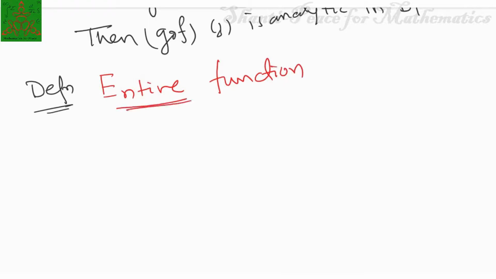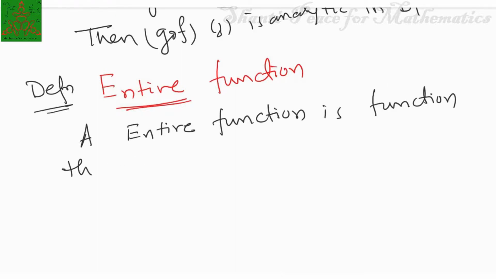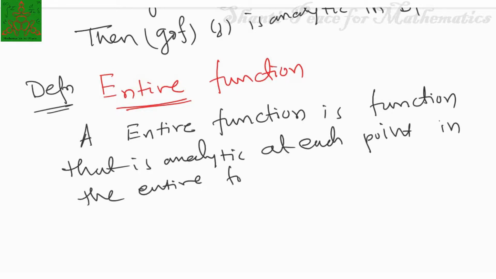Next definition, a very important definition, is called the entire function. The word itself suggests entire means it has to be true for every complex number. So if you want to say a function is entire, it has to be analytic everywhere, for any complex number z. So an entire function is a function that is analytic at each point in the entire finite plane, or complex plane.